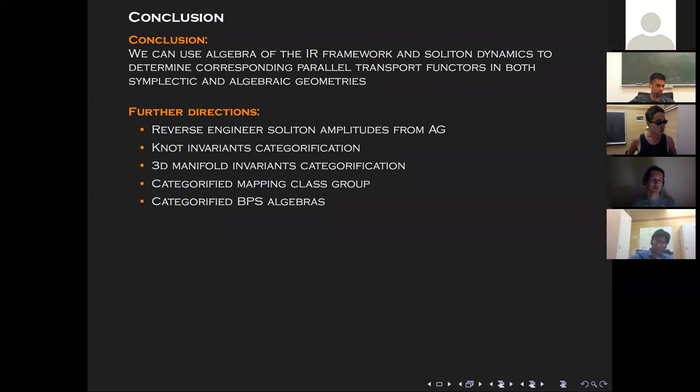And also, in principle, I have mentioned the melting of the crystals, and it's directly related to the melting crystal model discussed by Wei. So in principle, we could try to develop some categorified representations of BPS algebras. So let me stop here.